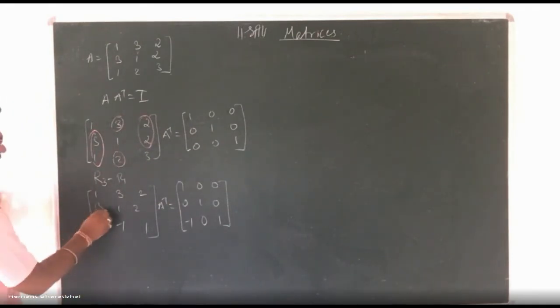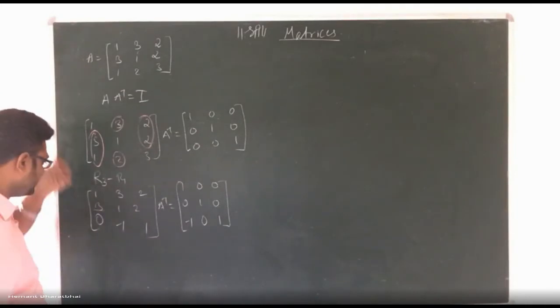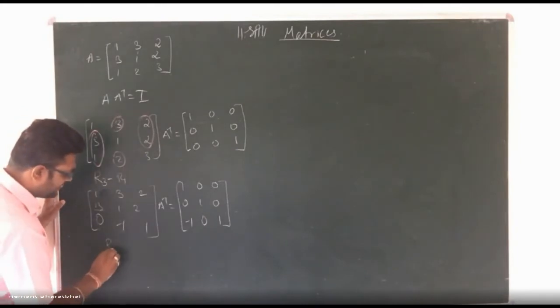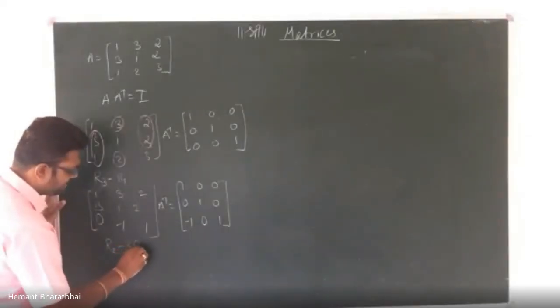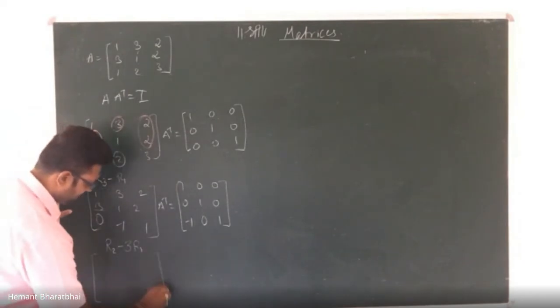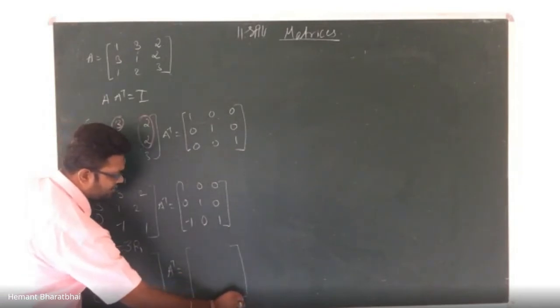Next, I have to make this 0. So again for this, I will have to use A11. So I'll multiply this with 3 and then I'll subtract. So I will write R2 minus 3 R1. So the transformation is occurring in row number 2 only.